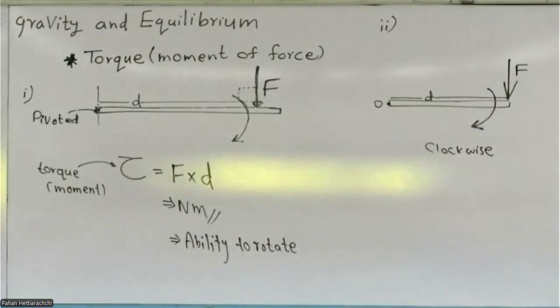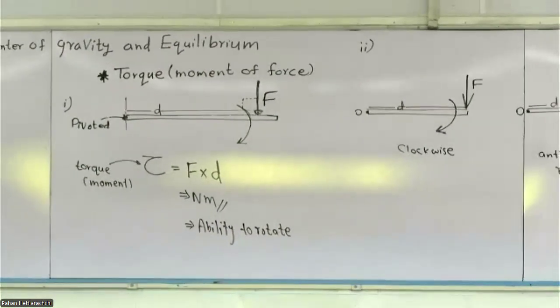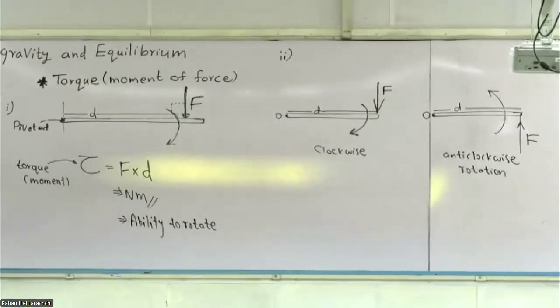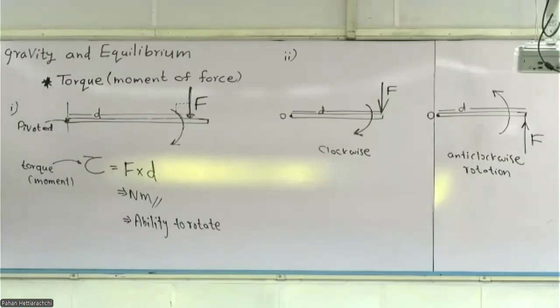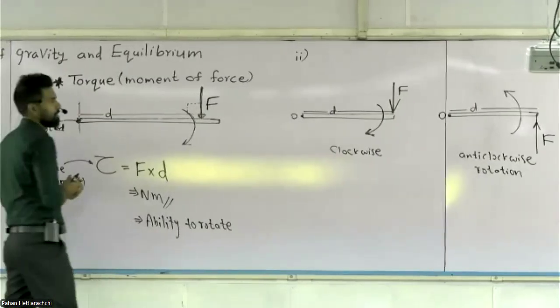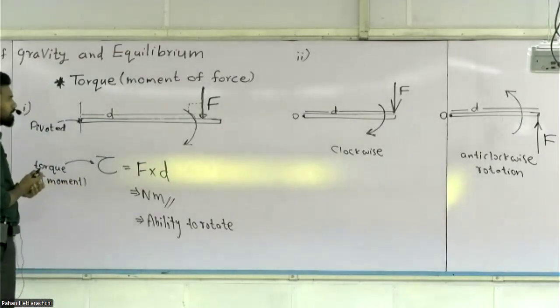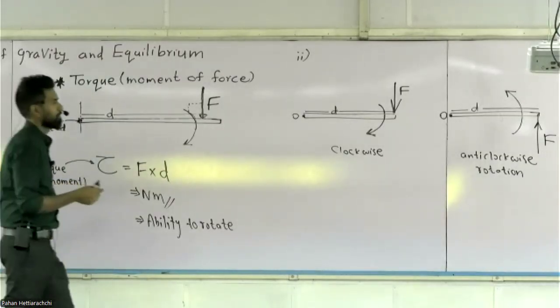When a force is applied at a certain distance d from the pivoted point, a rotation is created, a moment of force, Fd. This rotation can happen in a clockwise manner or an anti-clockwise manner.